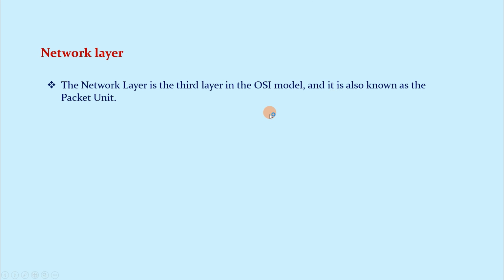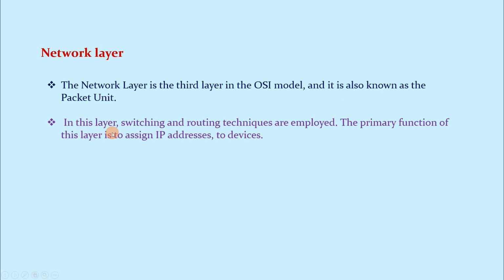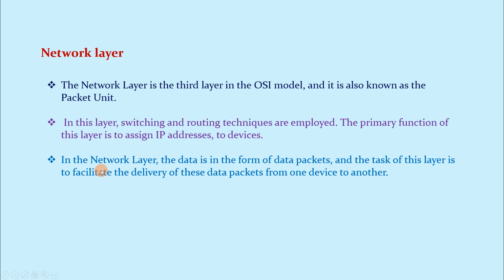Now network layer. Network layer is the third layer in the OSI model, and it is also known as the packet unit. In this layer, switching and routing techniques are employed. The primary function of this layer is to assign IP addresses to devices. In the network layer, the data is in the form of data packets, and the task of this layer is to facilitate the delivery of these data packets from one device to another.